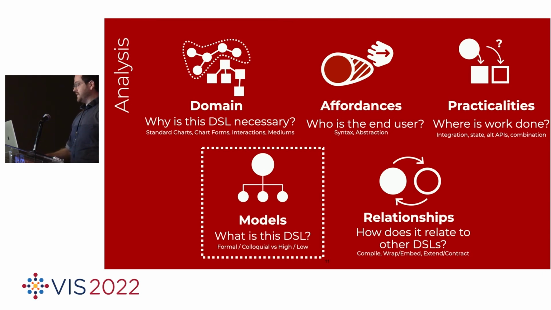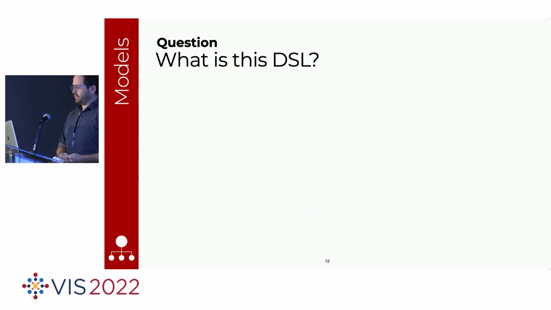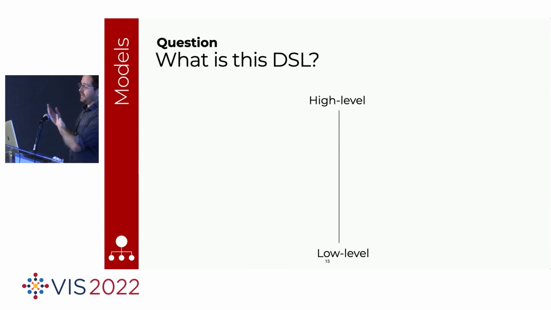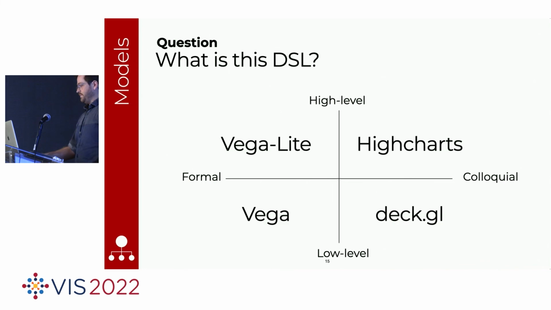So, in models, we ask, just what is this DSL? Every programming language has a conceptual model of what is happening in response to input from the programmer. We observed that languages tended to either be high level, in that they were close to the language and logic of the relevant domain, or low level, where they were close to the rendering context. In addition, we noted that they tend to either be formal, showing that they have some structural pattern that informed what language designs were allowed, while others were colloquial and used an ad hoc language definition. There were examples of each combination in our survey, but we show some here.